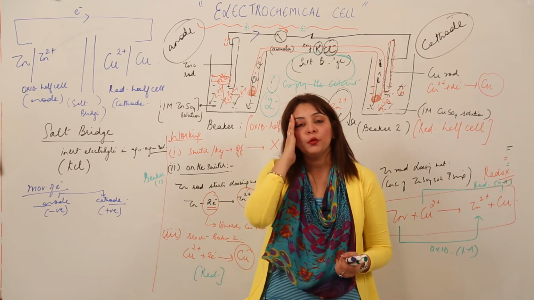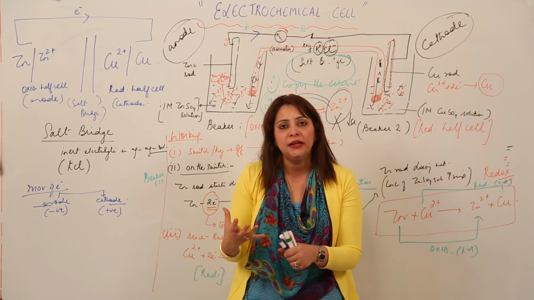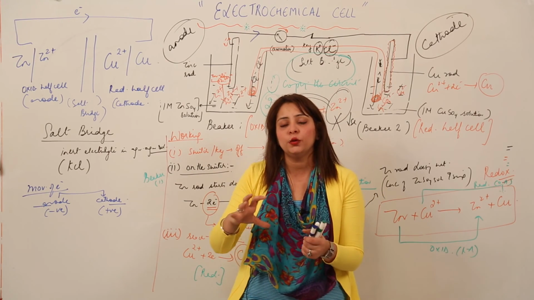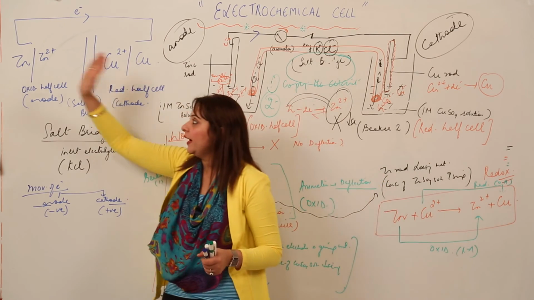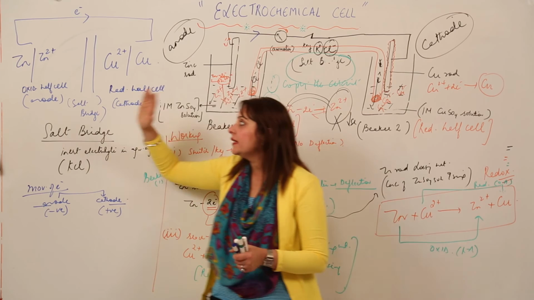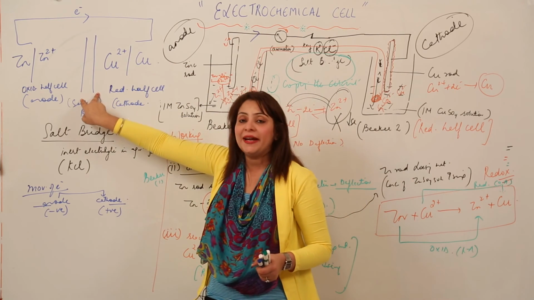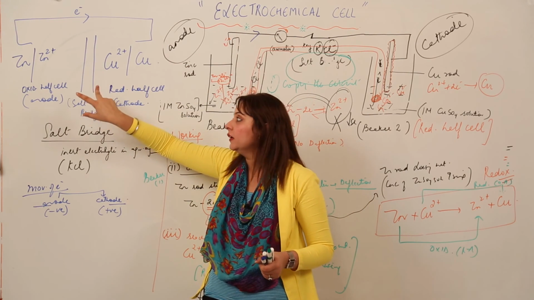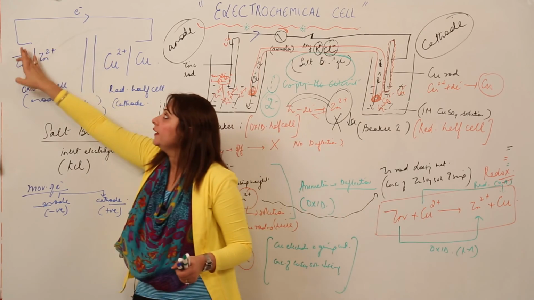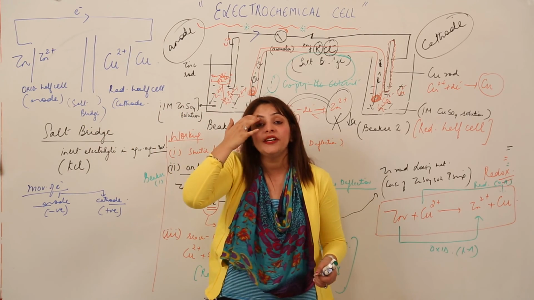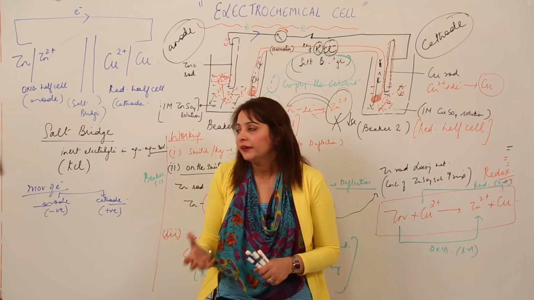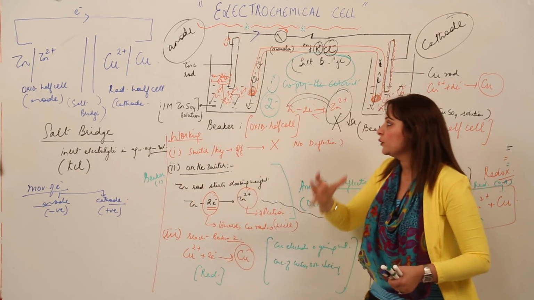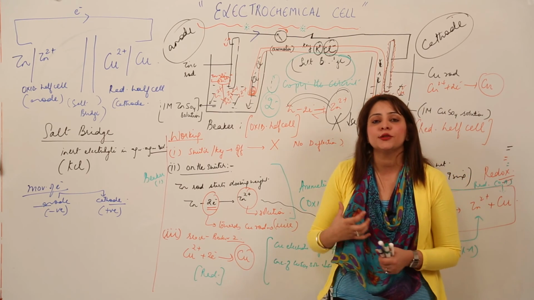So if you are provided with any couple, that means any atoms undergoing the oxidation and the reduction, you have to write the oxidation one on this side and the reduction one on this side, separated by the two parallel lines which indicate the salt bridge, and this arrow indicates the direction of the flow of the electrons. And do not forget to write the anode and the cathode, right?